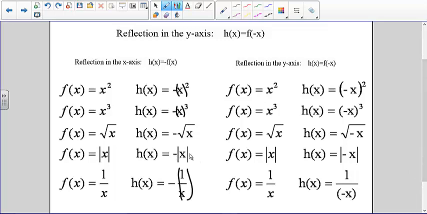So some of them look the same. This one doesn't look the same. This one, whether you have it outside or inside, doesn't matter, because if you cube -1, you still get a negative out front. Here, if you square a negative, you get a positive, which is different than a negative if this thing is squared. So it depends upon which function you're trying to reflect.